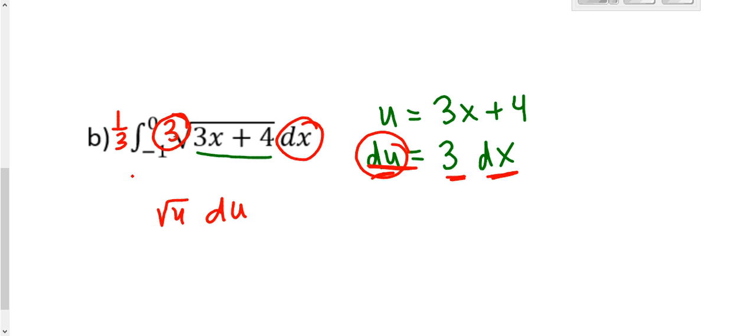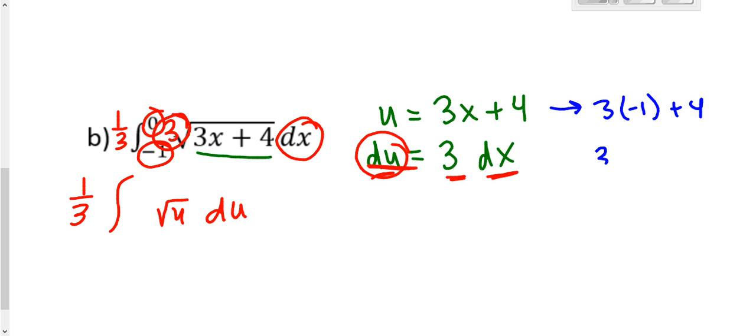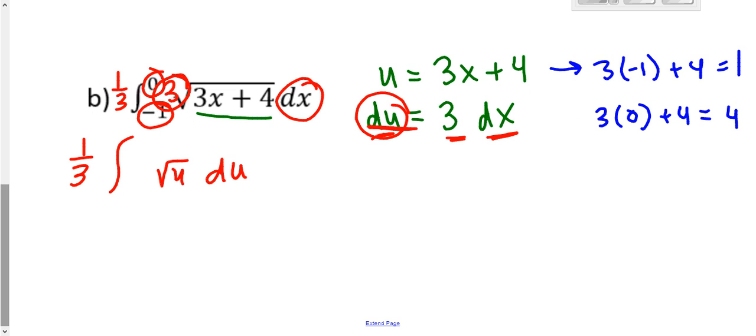If we put 1 in front, we need to divide by the 3 because this 3 and dx make up the du. So we will have the integral with 1/3 in front. We can't just bring down the -1 and 0. We need to change those to u values. So we will have 3 times -1 plus 4 and 3 times 0 plus 4. So -3 plus 4, which is 1. And then we have 0 plus 4, which is 4. And then from there, we can plug those in. So we're going to write those over here. So the -1 became 1, and the 0 became 4.